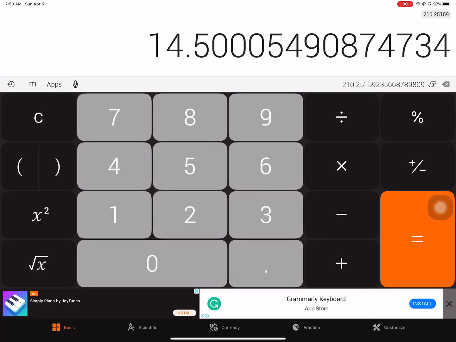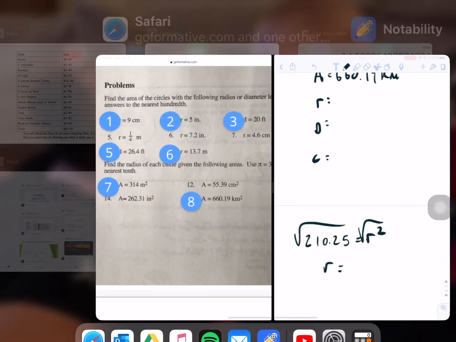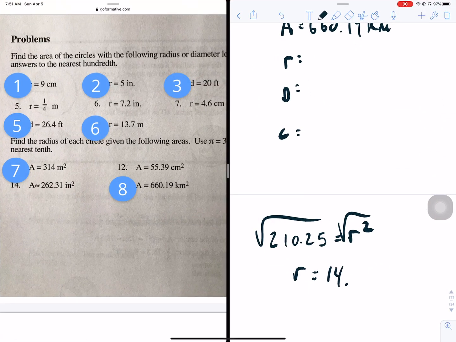Okay, so square root that. 14.5, exactly. 14.5, the square root. So now watch. This value is going to go right there for my radius. Beautiful, okay? It's beautiful.